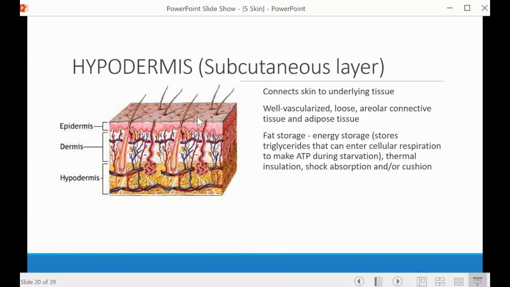This is a drawing of the hypodermis. Okay. The hypodermis connects the skin to the underlying tissue. We call it the subcutaneous layer. It's well vascularized, meaning lots of blood vessels in there. It is loose areolar connective tissue and adipose tissue, which is the fat, and it's going to store triglycerides so that we can have cellular respiration to make ATP during starvation, as well as thermal insulation, shock absorption, and cushion.